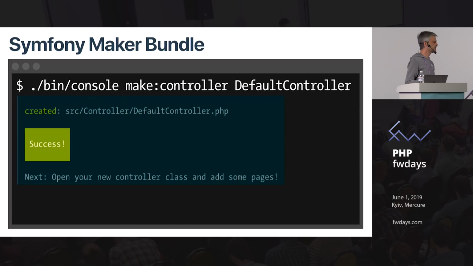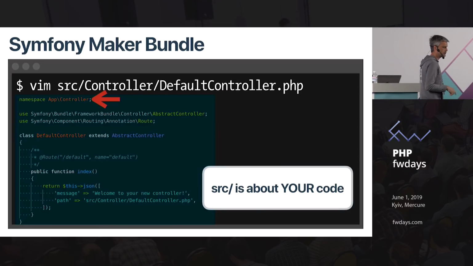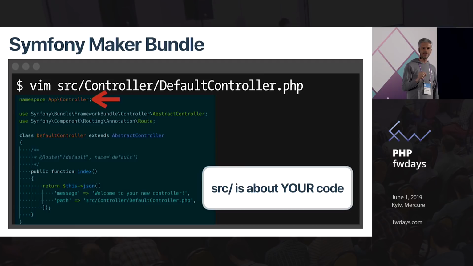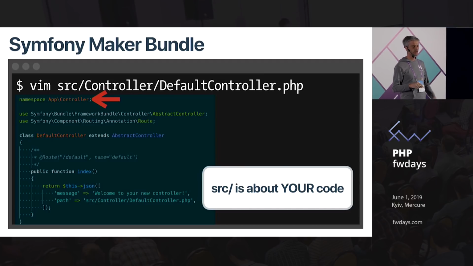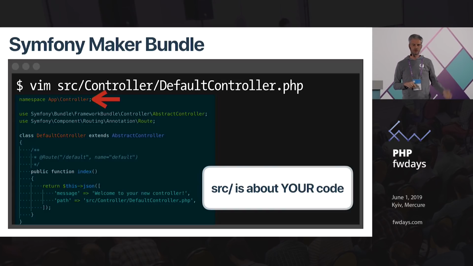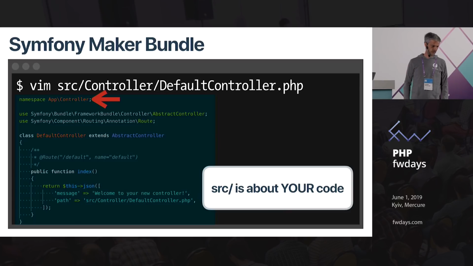So that's what you get in your source directory. As you can see, there is nothing related to Symfony here. The namespace is app. App is your namespace. You can do whatever you want. Here, we are extending abstract controller, but that's not a requirement. It's totally optional. But to get started faster, it's nice.